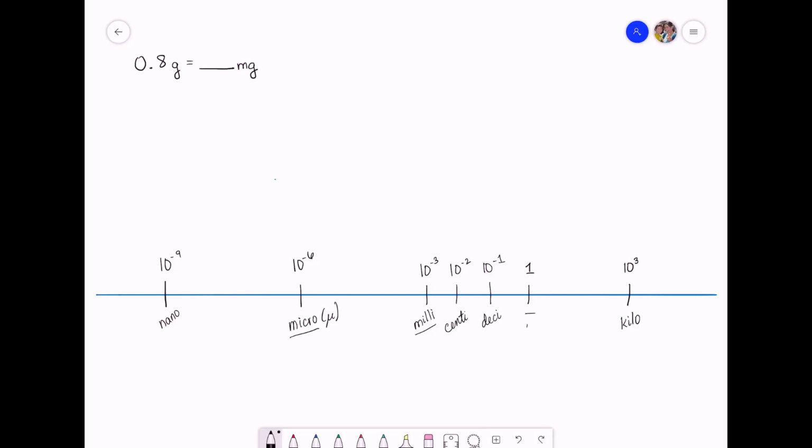In order to do that, I'm going to go down to my scale and realize that 10 to the third milligrams actually equals 1 gram. Okay, so now I can start my problem. I'll set that off to the side.